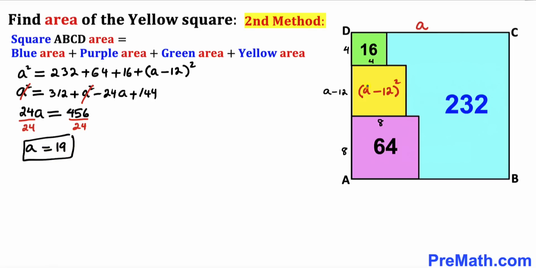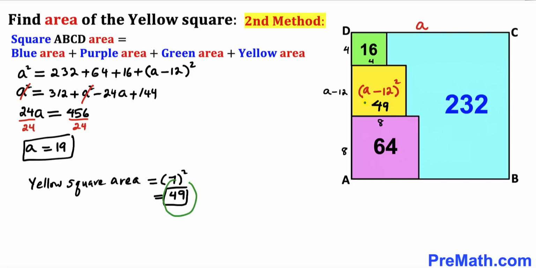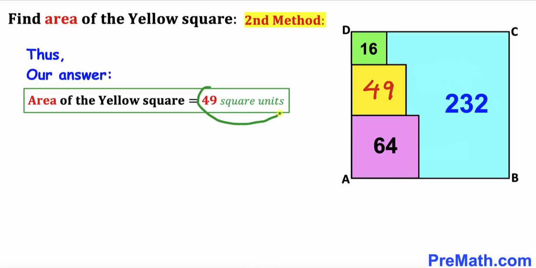Now let's go ahead and substitute this a value over here for 19. 19 minus 12 is going to give us 7 squared. That is going to be equal to 49 square units. So therefore the area of this yellow square turns out to be 49 square units. And this 49 square units is our final answer.